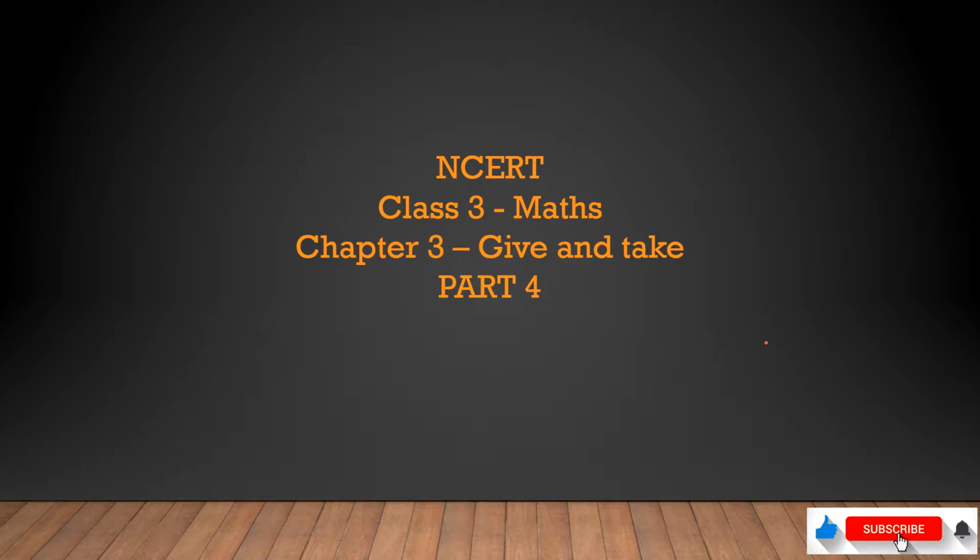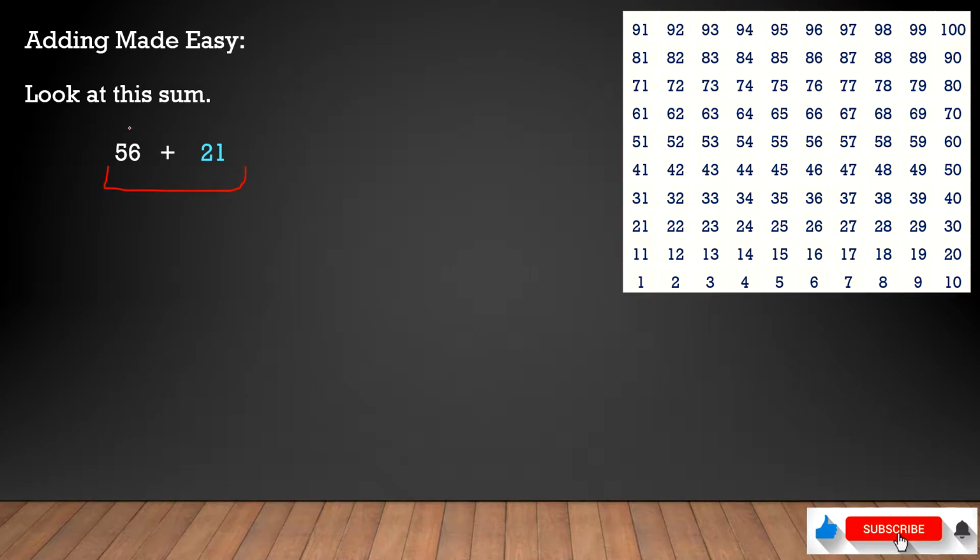In the previous video we saw problems where we add 2-digit numbers, and how if you add 10 to a number we move one row up. For example, adding 10 to 55 we get 65. Similarly, if you add 10 to 38 we get 48.